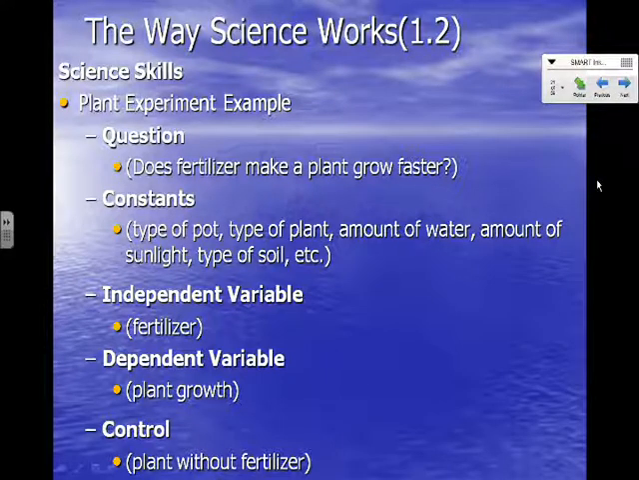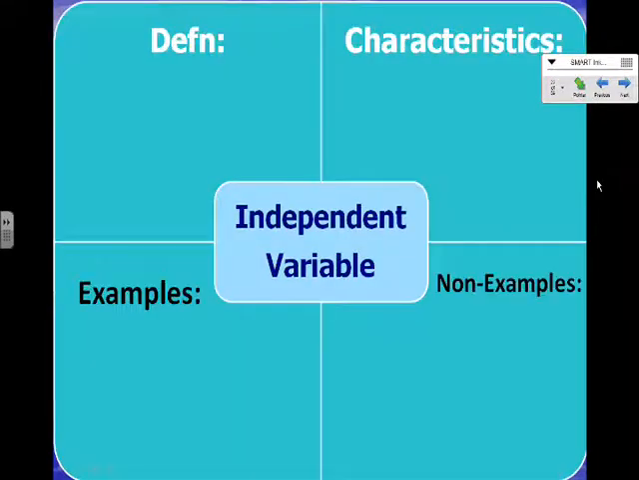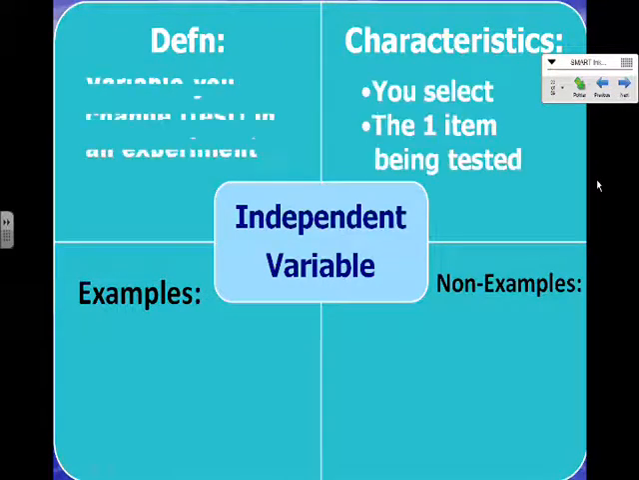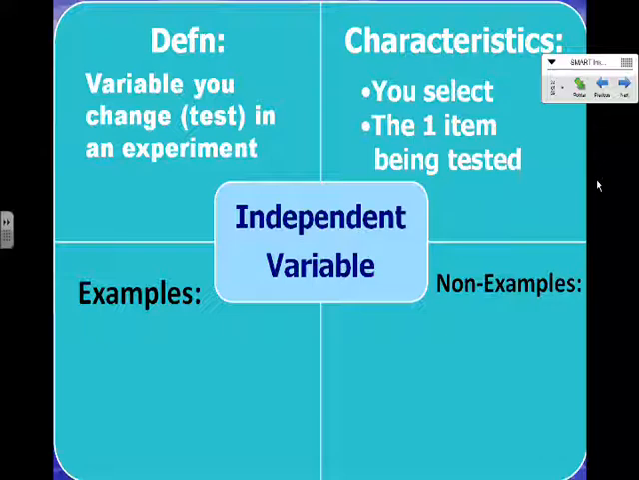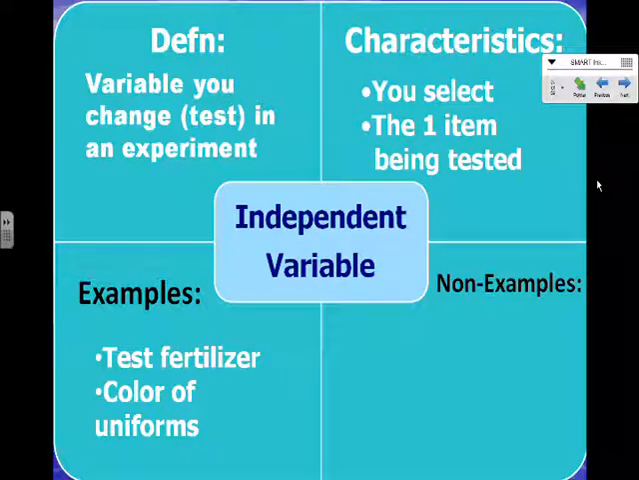Now, let's dig into independent and dependent variable just a little bit deeper. We're going to do Frayer models on these two words. So let's look at what the definition of independent variable is. It's the variable that you change or test in an experiment. Now, some characteristics of the independent variable is this item you select. Okay, it's the one item being tested, and you actually get to select it. Now, an example of an independent variable is our fertilizer.